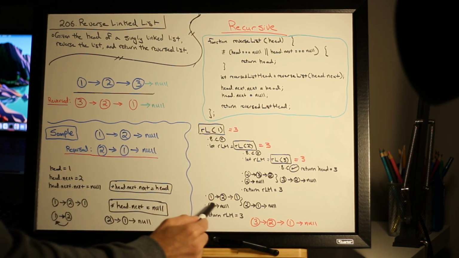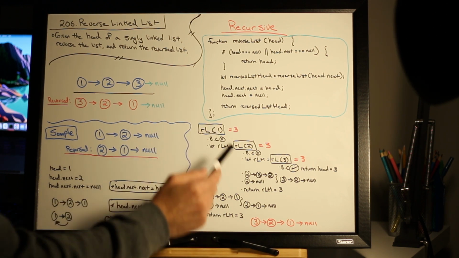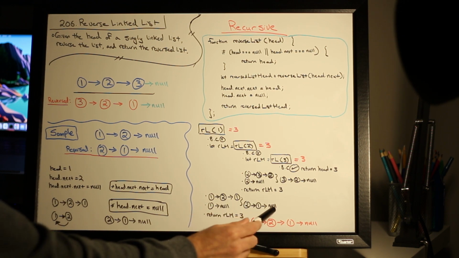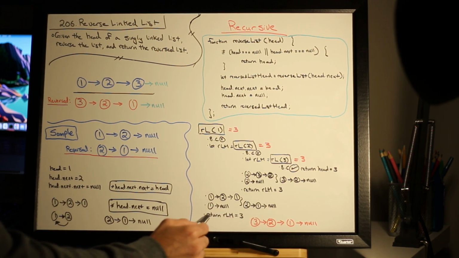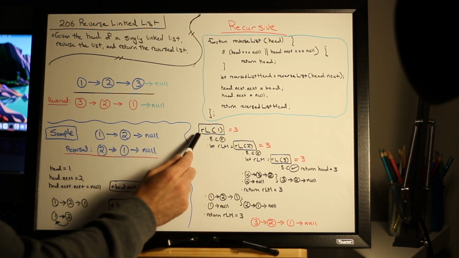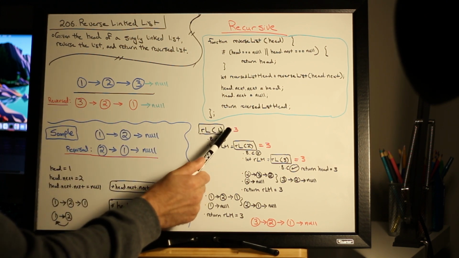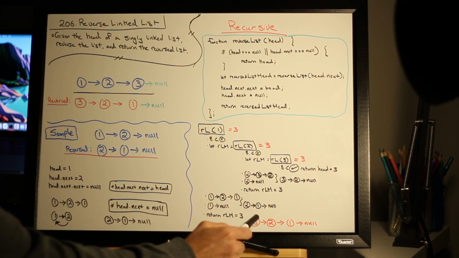Head.next is equal to null, so 1 points to null. 1 is our head, right? And combining those, we get this. So 2 pointing to 1, and then 1 points to null. Finally, we return RLH equals 3. So the original function call of reverse list with the head of 1 will return node 3. And by this point, node 3 is fully defined as the reversed list.